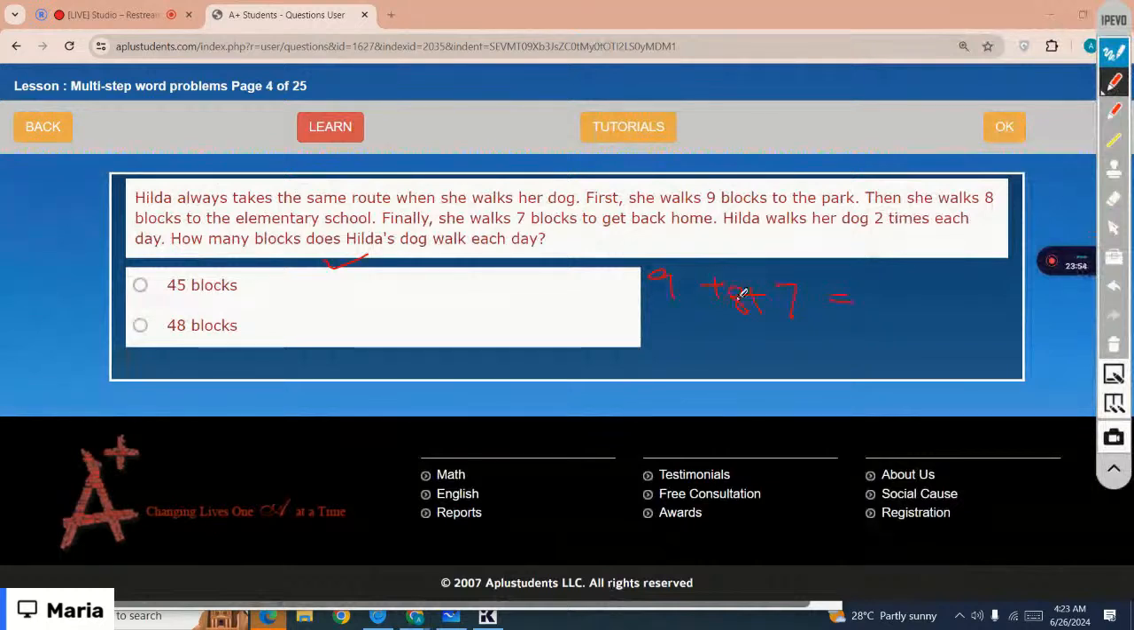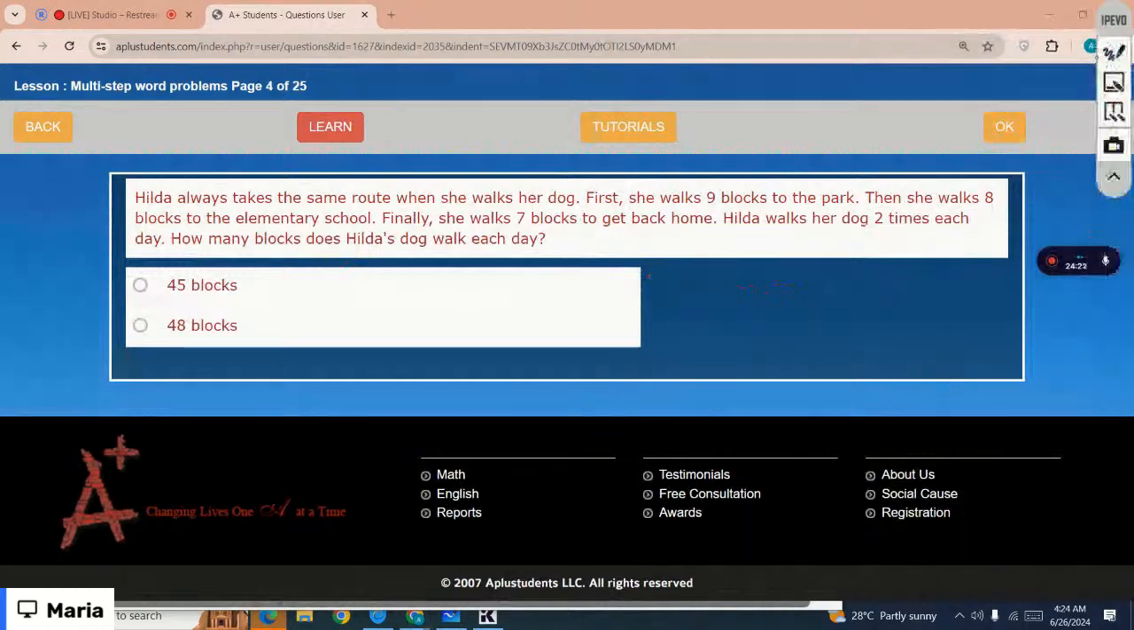Okay, so first, 9 and 8 is 17, and 7 more makes 24. She does that 2 times, so 2 times 24 equals 48. That means she walks 48 blocks daily. The correct option is 48. Option number 2 is the correct option, right?